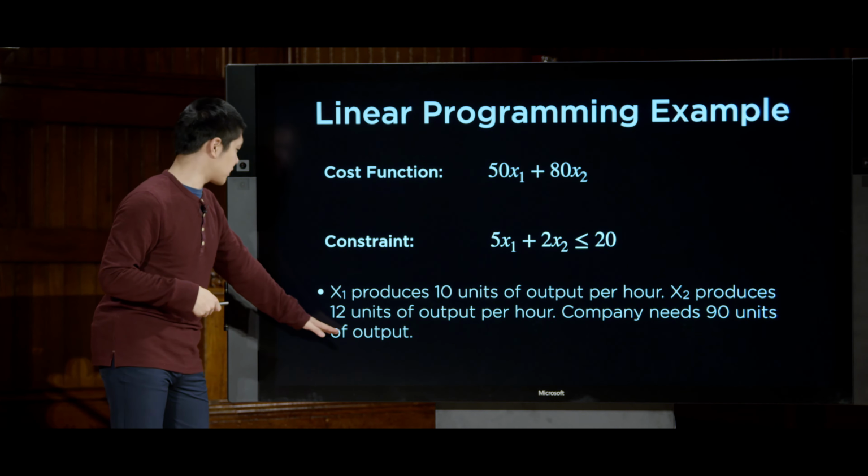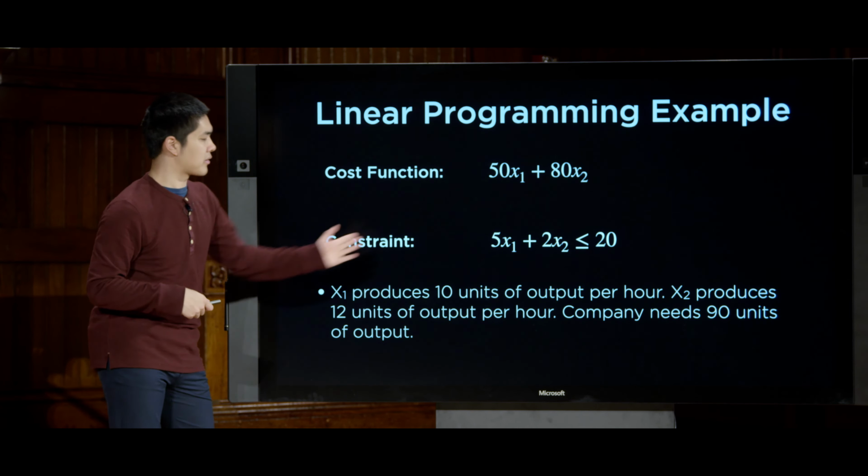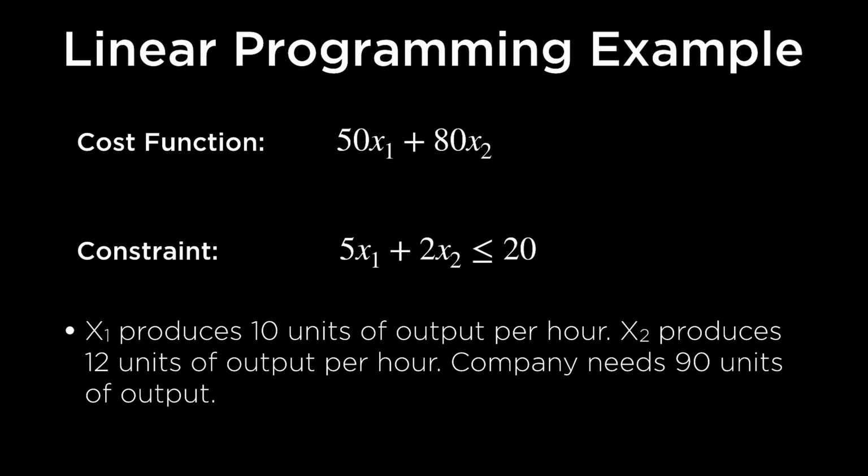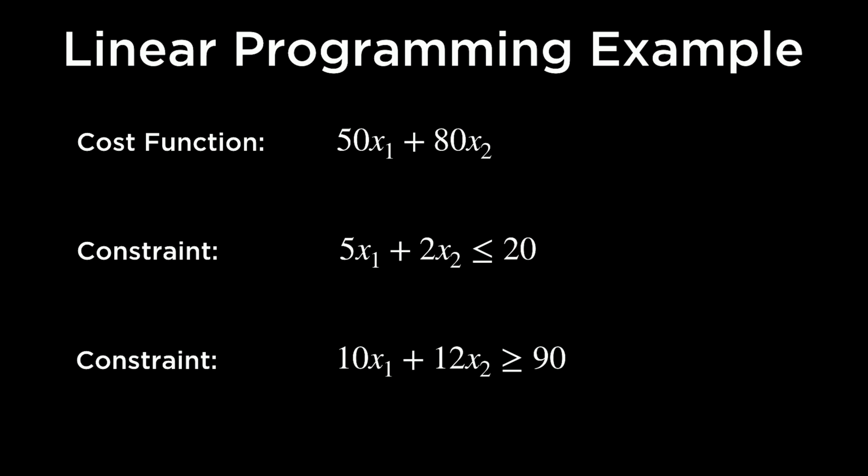And finally, we have this constraint here. x1 produces 10 units of output per hour, x2 produces 12, and we need 90 units of output. And so this might look something like this. 10x1 plus 12x2, this is the amount of output per hour, it needs to be at least 90. If we can do better, great, but it needs to be at least 90.